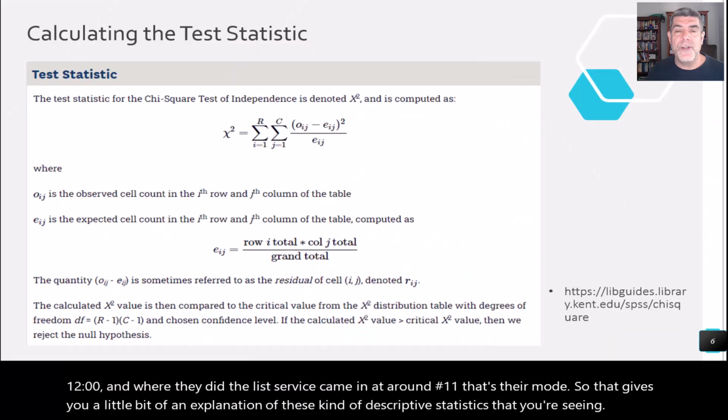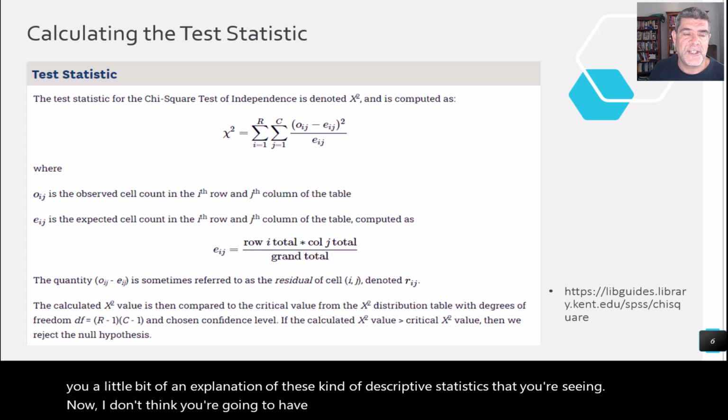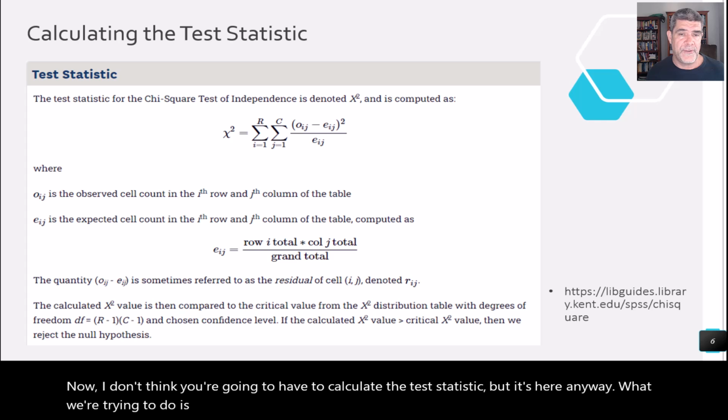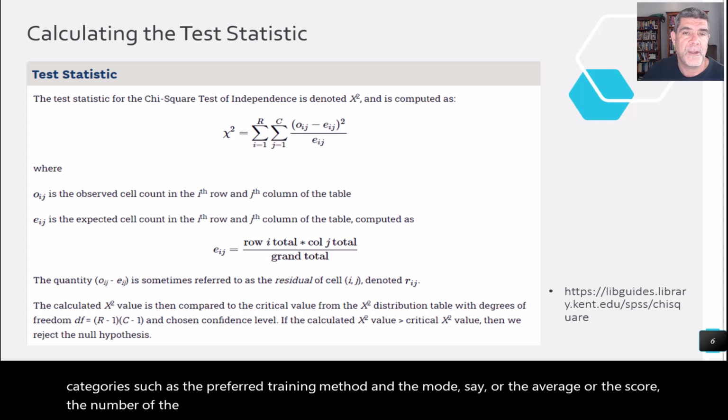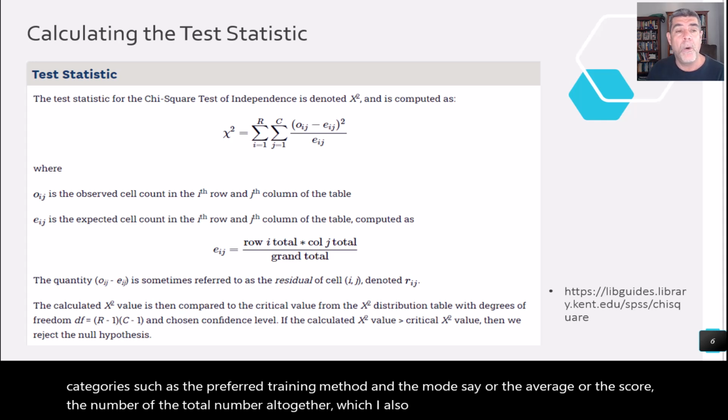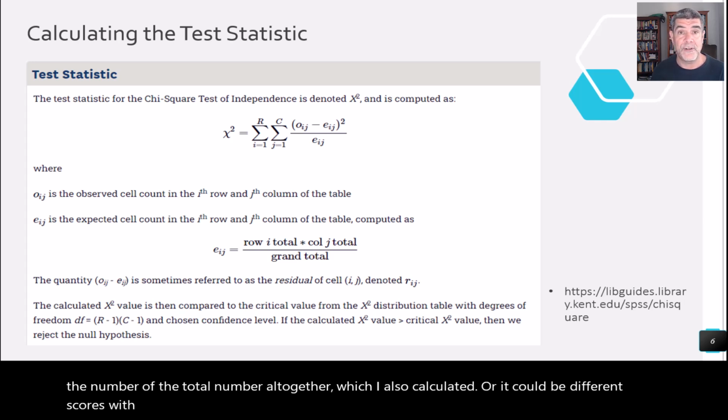Now, I don't think you're going to have to calculate the test statistic, but it's here anyway. What we're trying to do is we're looking at a range of different categories. So these can be simple categories such as the preferred training method and the mode, say, or the average or the score, the total number altogether, which I also calculated. Or it could be different scores with different category ranges as well.